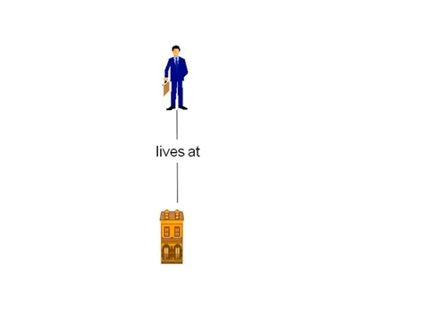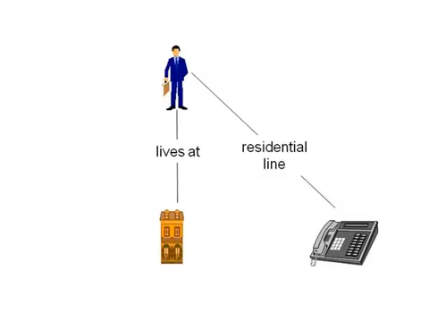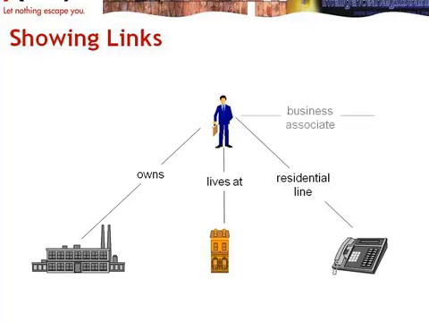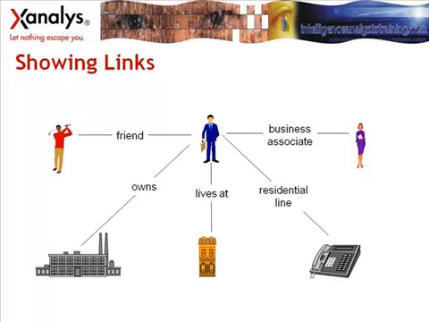Quite simply, we can show links. Here we have a nominal who is linked to an address. This nominal is also linked to a residential telephone line and shown as the owner of a company. We can move on from that to a business associate and then again to a friend. Very simple link analysis.